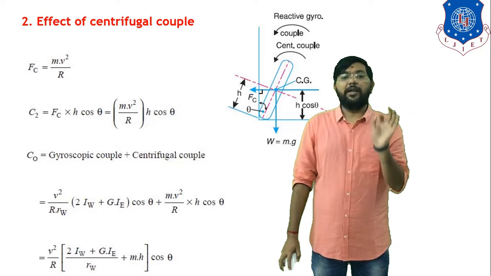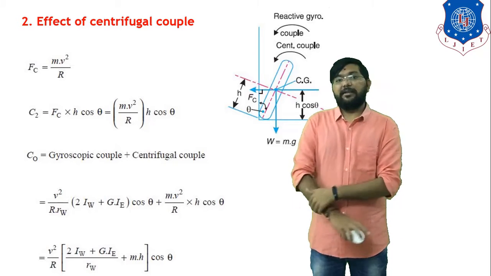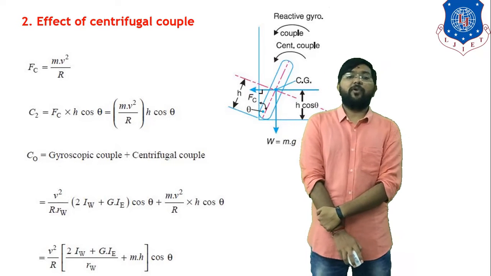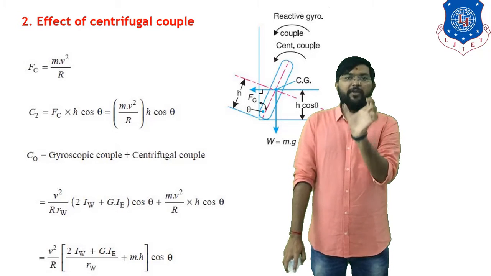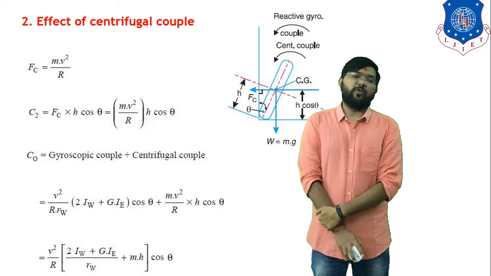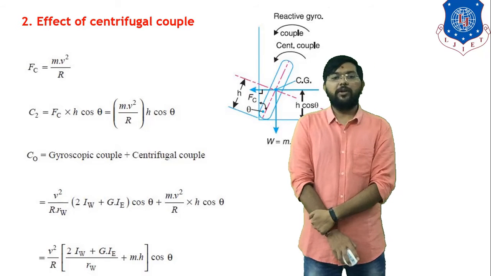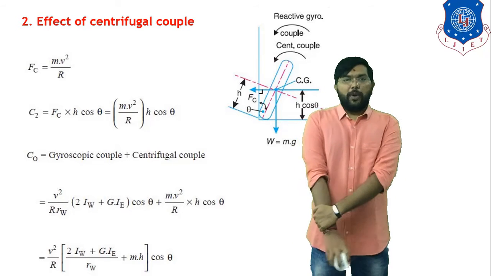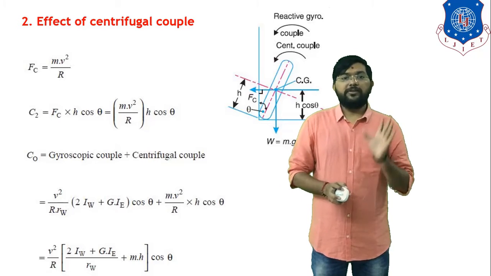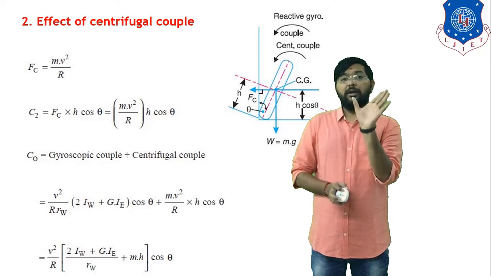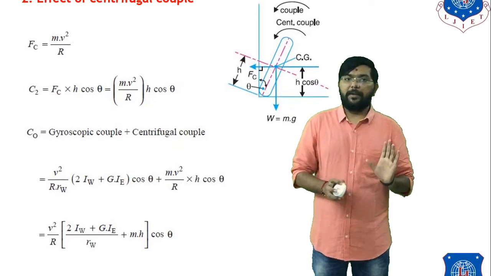Now take the common value. You see in this equation, v square upon r into cos theta is common. Take this value as common, and the bracket value is 2 I w plus or minus G I E upon small r w plus m into h, where h indicates the height of the center of gravity. Okay, so this is the total couple.